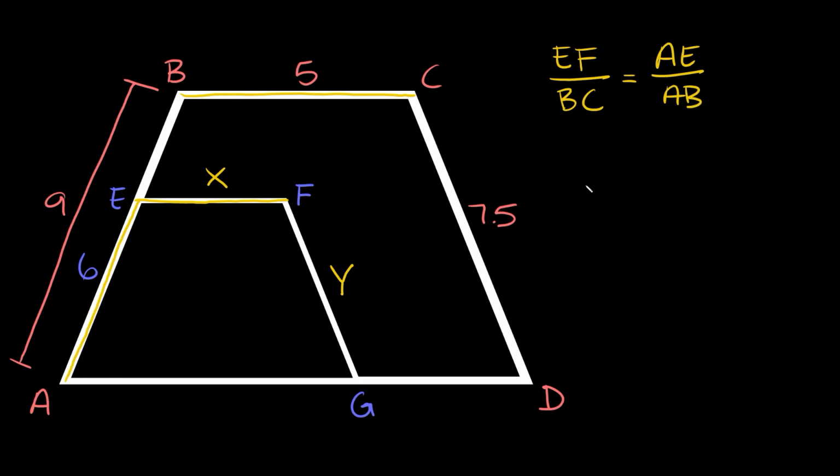Okay, so let's just fill in what we know. So the distance from E to F, again, is equal to x. The distance from B to C is equal to 5, and then we're going to set that equal to this one over here. So A to E is equal to 6, and A to B is equal to 9. Okay, now to solve a proportion, you just need to cross multiply.